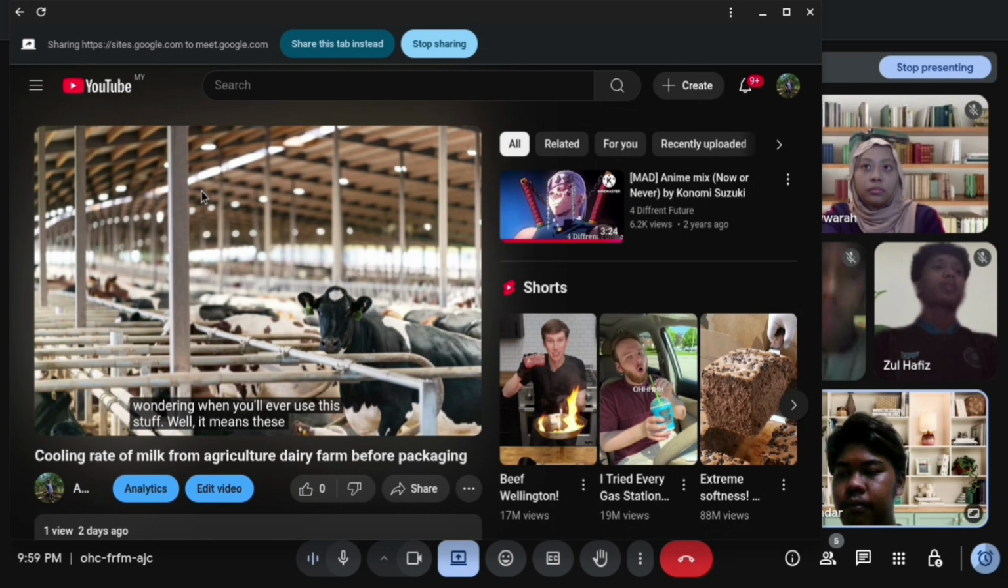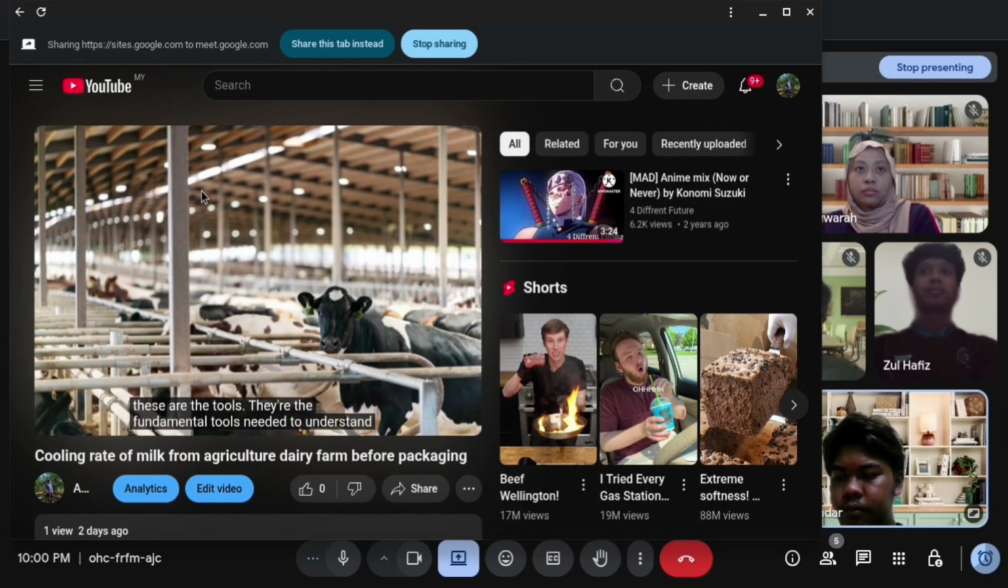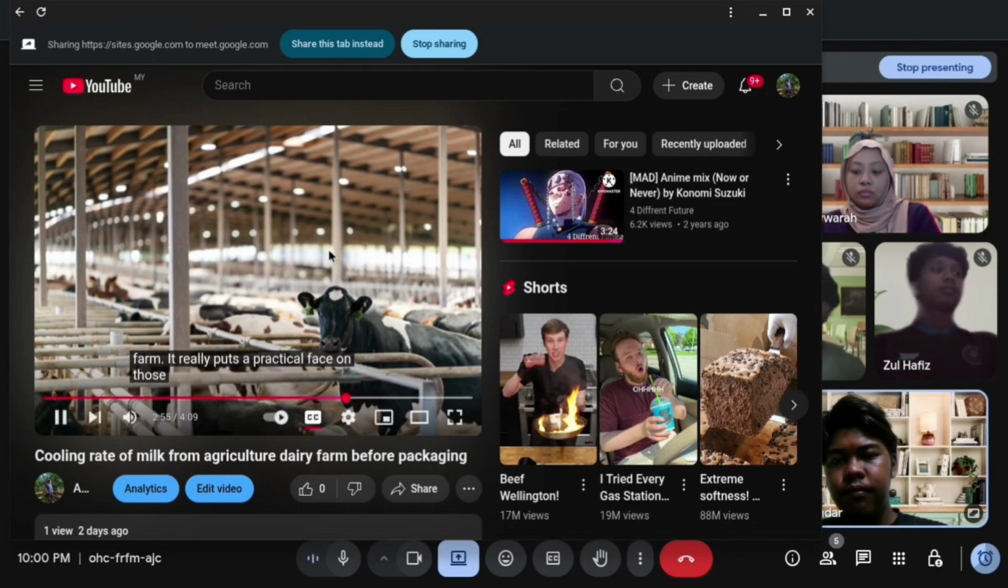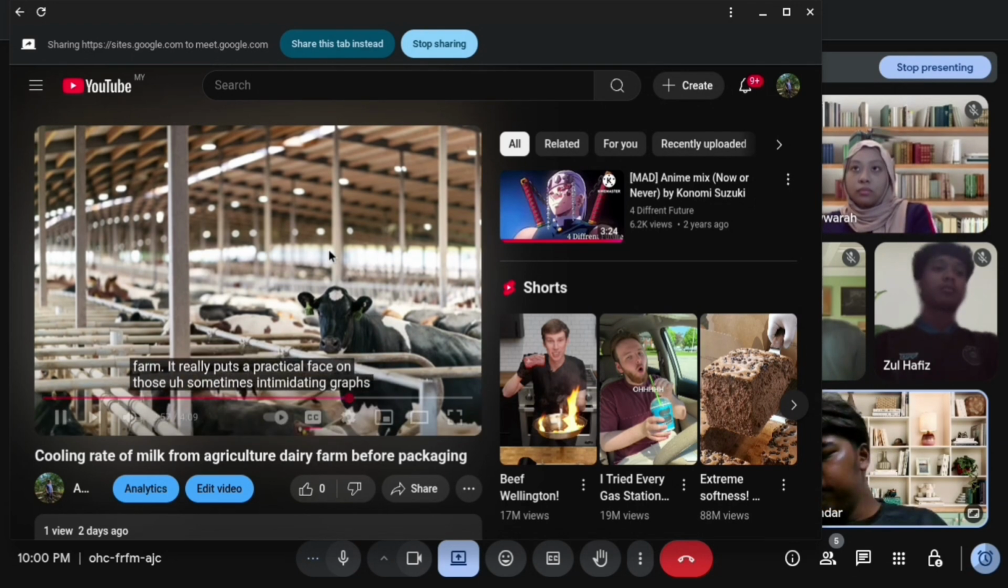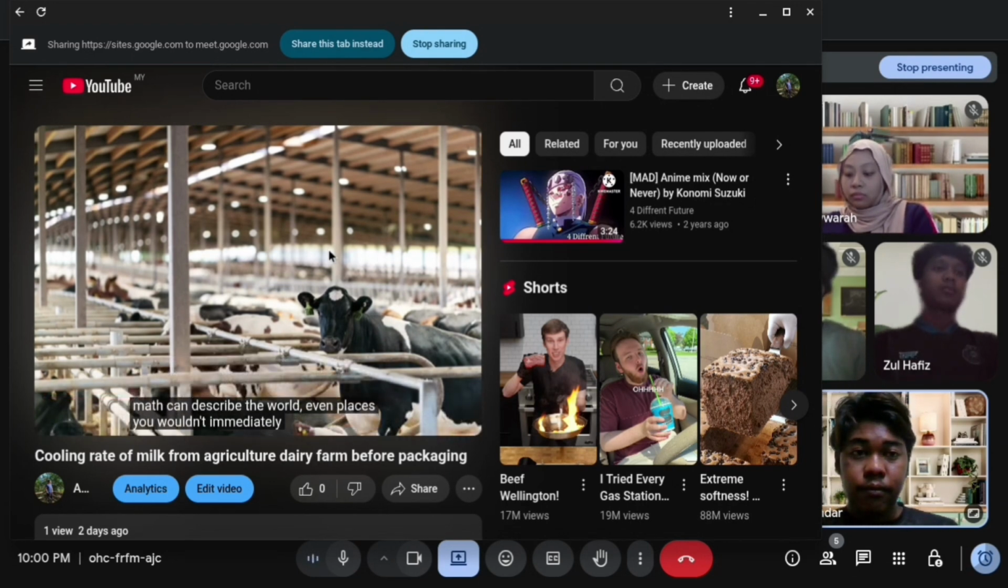Well, in these basic concepts, differentiation and integration aren't just abstract. This deep dive really shows that the rate of change is modeled by these tools. They're the fundamental tools needed to understand and actually manage real physical processes like heat transfer on a dairy farm. It really puts a practical face on those sometimes intimidating graphs and equations, doesn't it? It shows how math can describe the world, even places we wouldn't expect.